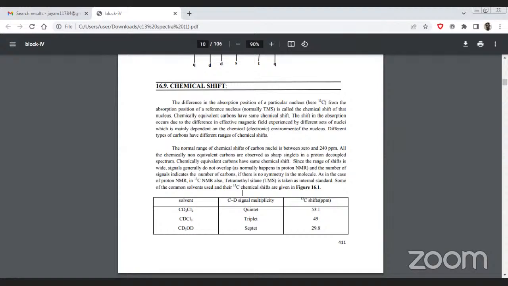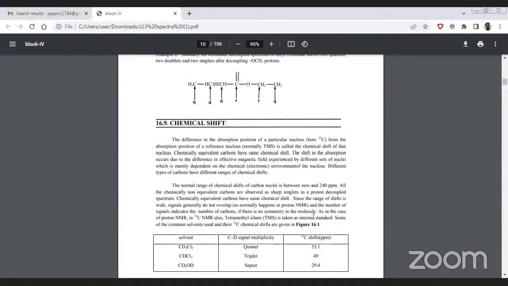So, chemical shift. Generally, you know the chemical shift. So what is the chemical shift? The chemical shift for the chemical shift is 0 to 40.